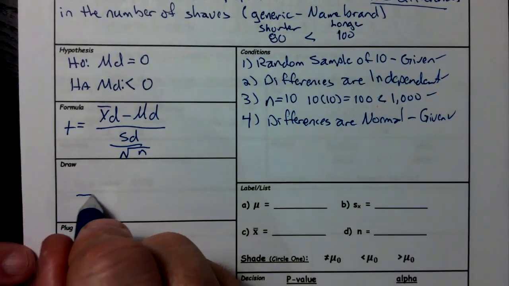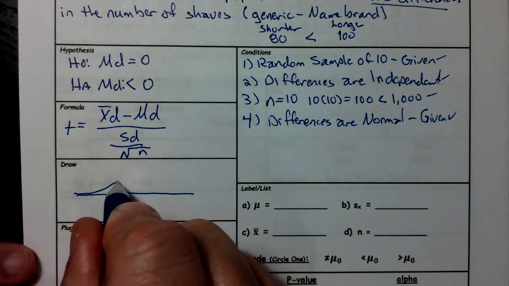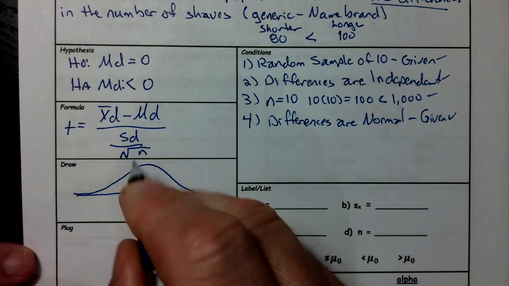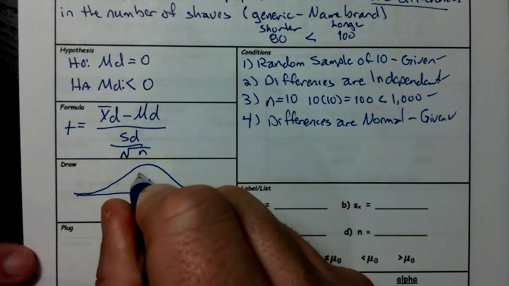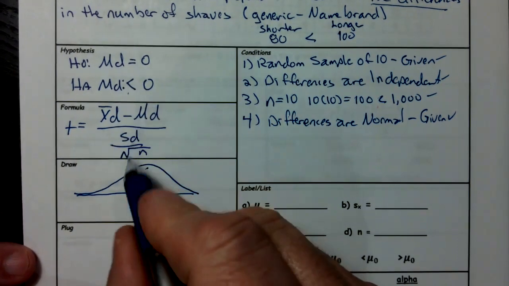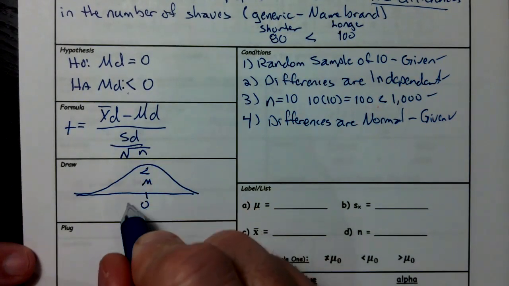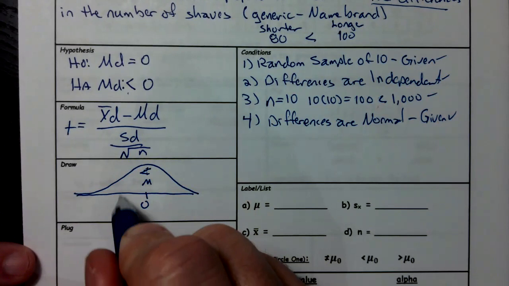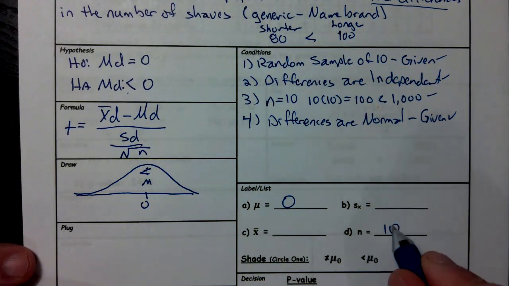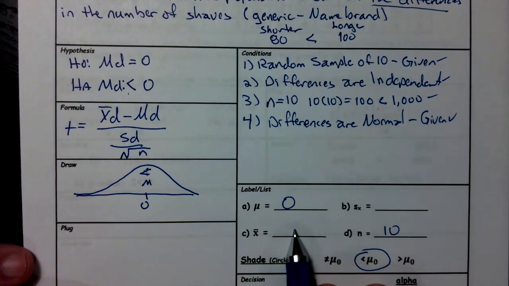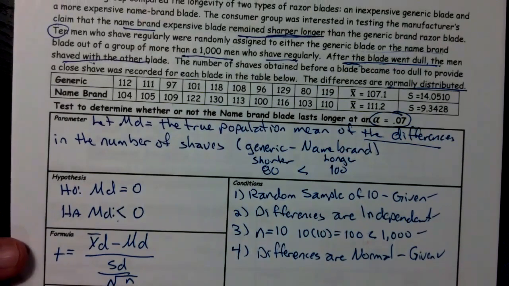Draw. Well, I don't know very much yet, but we'll go ahead and start. I know the mean is at 0. And I know I should see, hey, this is less than, so I should end up with an X bar somewhere over here, but we'll see what happens. Well, we know our mean is 0. We know our sample size is 10. We know we're shading here. So I need the X bar and the sample standard deviation.